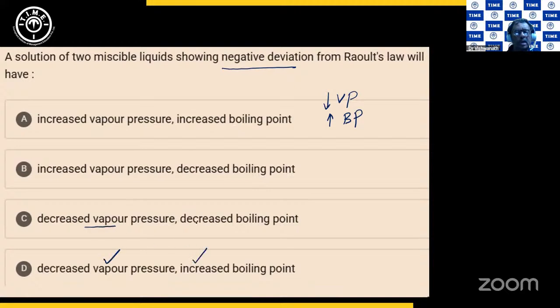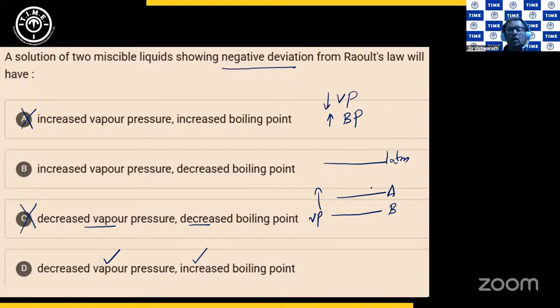Decreased vapor pressure will never lead to decreased boiling point. Increased vapor pressure can lead to decreased, but A and C are conceptually wrong. When the vapor pressure increases, the boiling point has to decrease. Or when the vapor pressure decreases, the boiling point has to rise. Let us check just two liquids reaching 1 atmosphere. Let us say that this is liquid A and this is liquid B. And this is vapor pressure.